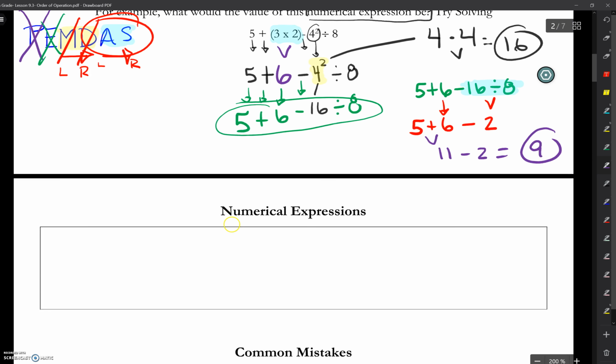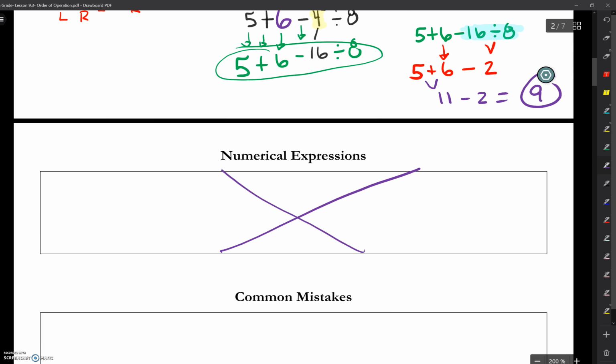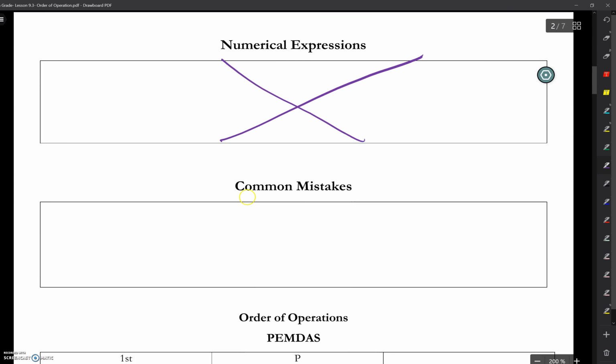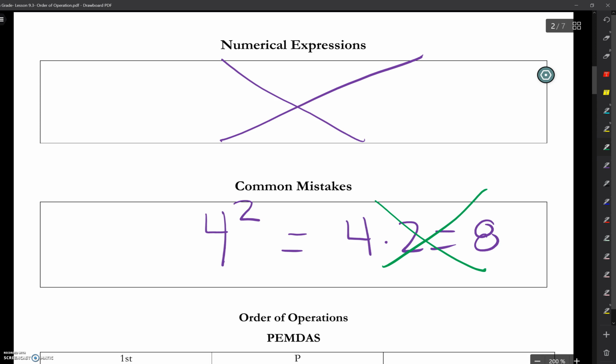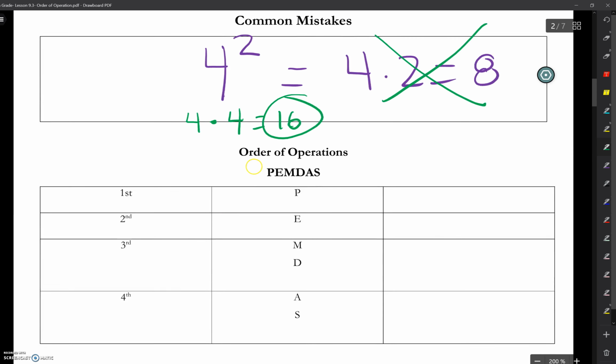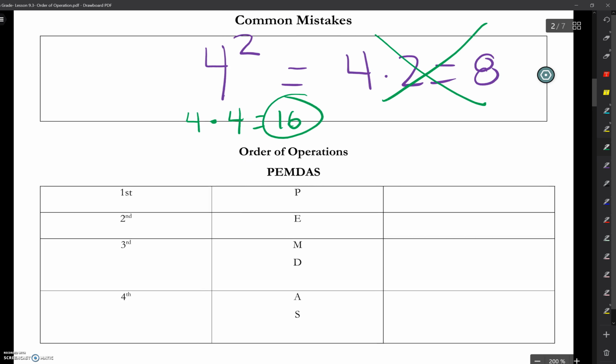Okay, I want you to go ahead and skip this. Common mistakes. Basically, the common mistake that we'll see are exponents, 4 to the power of 2. Some people will write it as 4 times 2, which equals 8, and this is incorrect. What it means is 4 times 4, which is 16. All right? So now when we have order of operations, we're going to use PEMDAS. And the first thing we're going to do are parentheses.